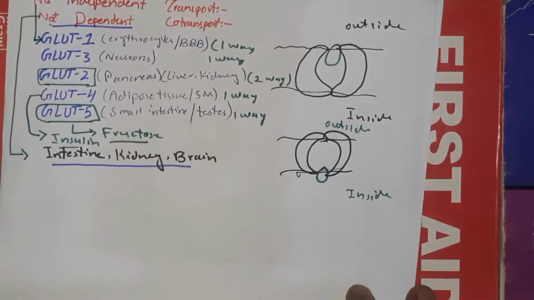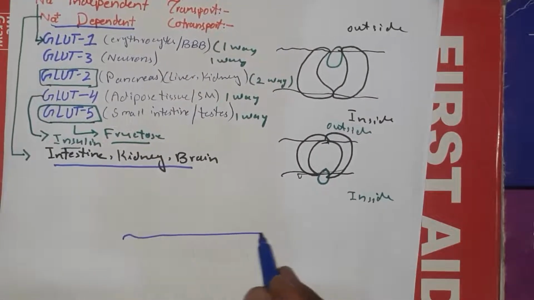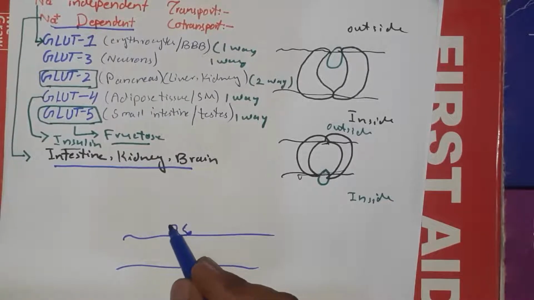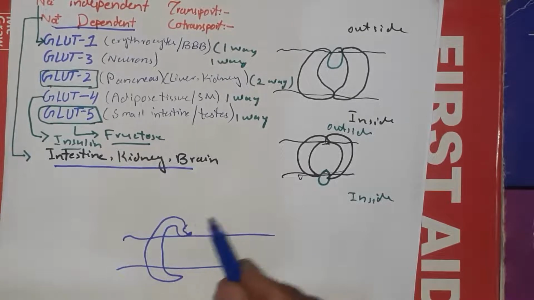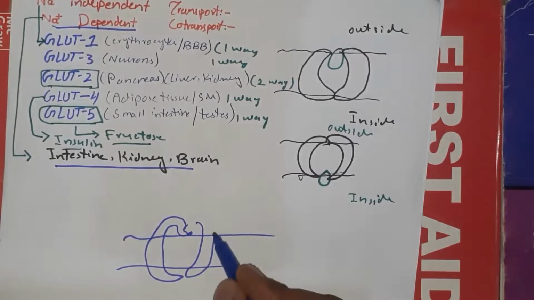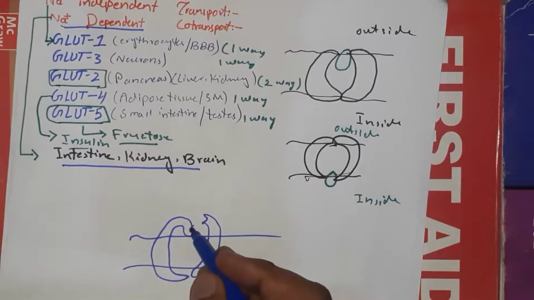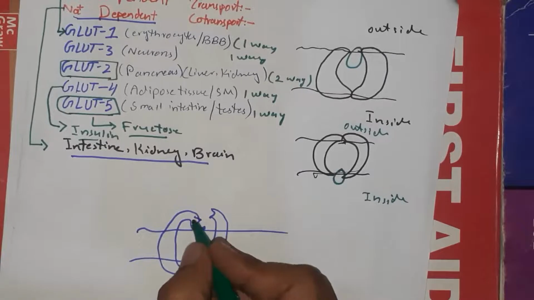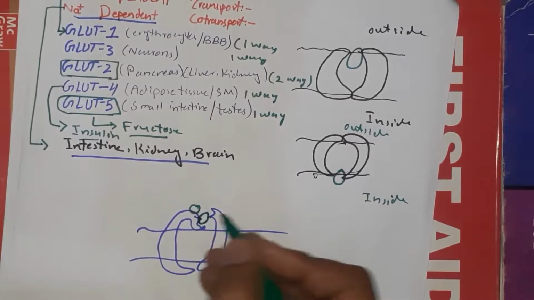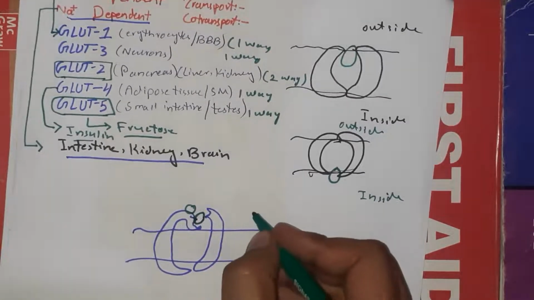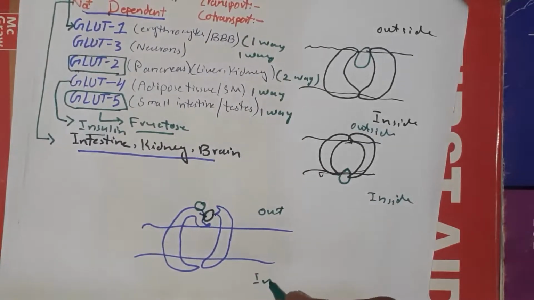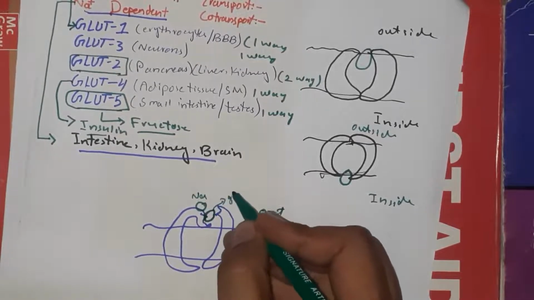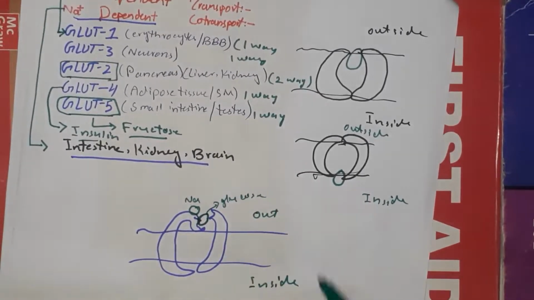How does it happen? Basically, this is a cell membrane, suppose, and here a transporter lies. You can assume this is a transporter present in the membrane, and it has basically two binding sites. One binding site is for glucose and one binding site is for sodium. On one side sodium binds and on one side glucose binds. So what happens here? This is outside the cell, this is inside the cell. Suppose this is sodium and suppose this is glucose. Sodium moves down its concentration gradient.